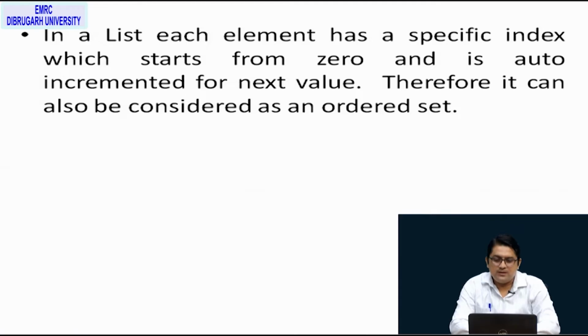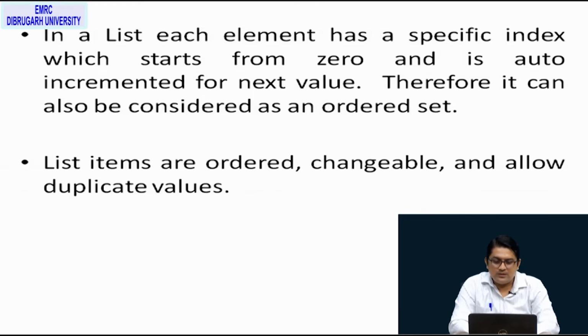So, in a list, the elements have a specific index which starts from 0 and is auto incremented for the next value. Therefore, it can be considered as an ordered set. Therefore, list items are ordered, changeable, and they also allow duplicate values. It is somewhat like an array where elements have specific index values, but the difference is that in an array we have elements of the same data type, whereas in a list we can have elements of different data types.